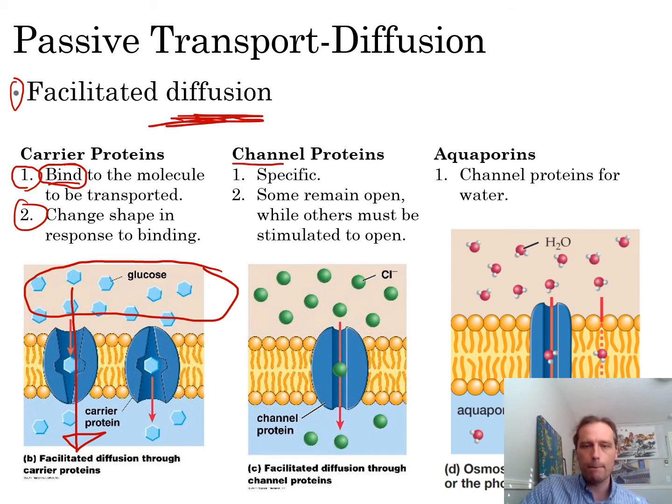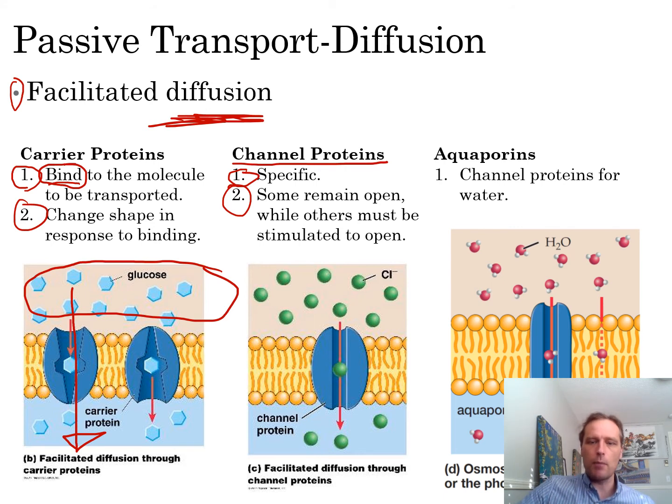All right. Number two, channel proteins. These are, number one, specific. And by specific, I mean pretty specific, but they can be fooled. Number two, some remain open while others must be stimulated to open. So this is another example of the nervous system. If you've ever seen any kind of TV science about electricity being involved in the nervous system, well, there kind of is.